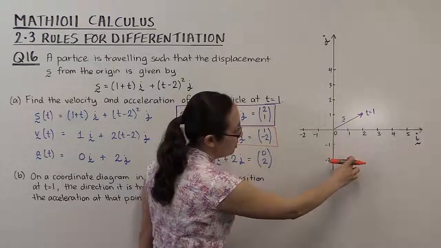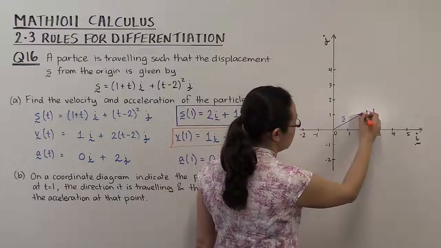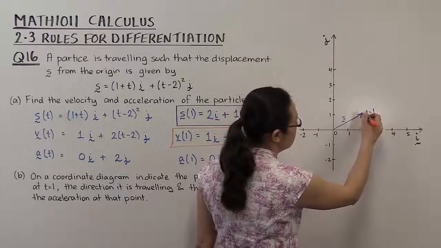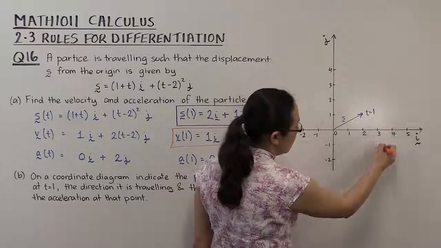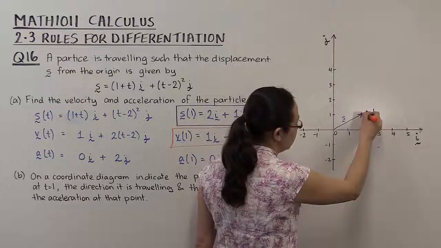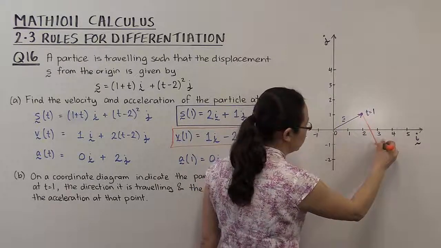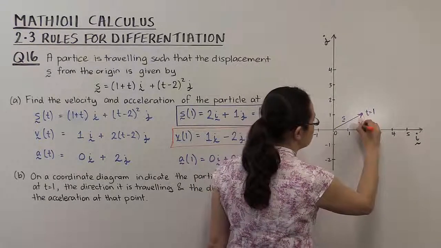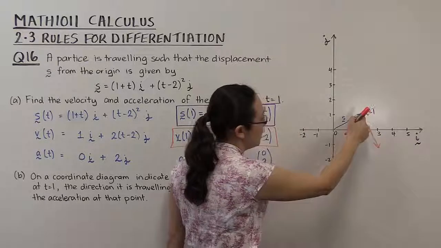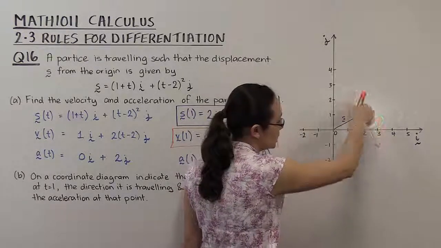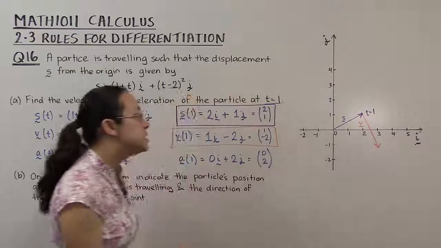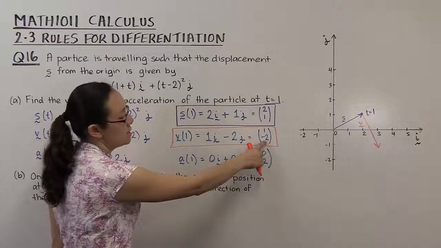But it makes a bit more sense, I think, starting where the particle is. So 1 in the i direction minus 2 in the j direction is a vector in this direction here. So this is its velocity. At that moment in time, it's traveling in this direction. And if you wanted the speed, you would calculate the length of this vector.